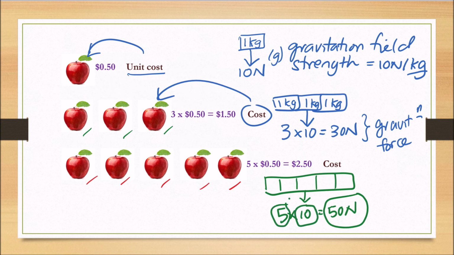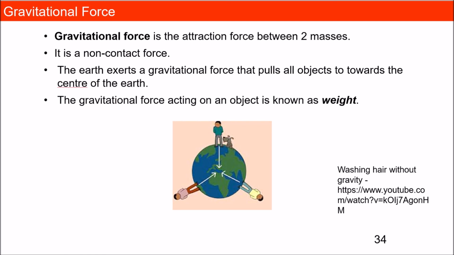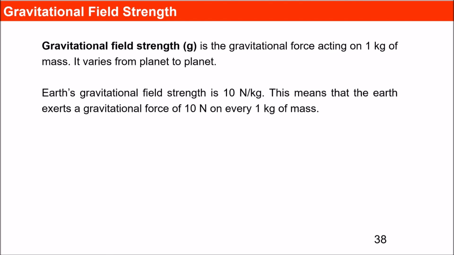So the gravitational force depends on two things. It depends on what the mass is. The more mass it is, the larger the gravitational force. And then it depends on the gravitational field strength. So gravitational force basically is the attraction force between two masses. Now, in this chapter, we focus on one mass being an object, the other mass being the Earth. Gravitational field strength is the gravitational force, but it's acting only on 1 kilogram of mass.